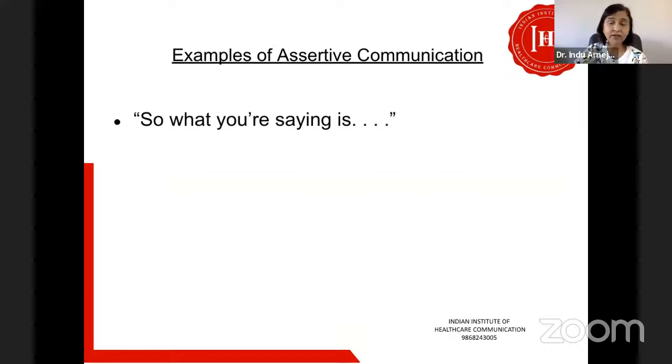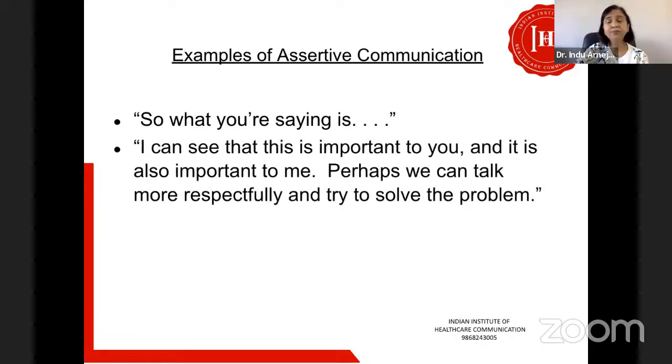So some of the starting statements like, so what you're saying is that this place is not good for you. So you're kind of rephrasing. That's another good way of asserting when you want to confirm the bone of contention. I can see that this point is important to you and it's also important to me. Perhaps we can talk more respectfully and try to solve the problem. Again, you're validating, you're acknowledging, and you're inviting the person to come to the table and discuss it.